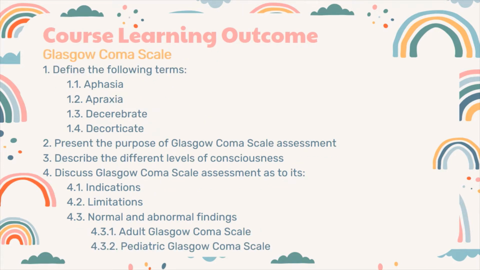For Glasgow Coma Scale Assessment, CLO number 1: define the following terms: aphasia, apraxia, decerebrate, and decorticate. CLO number 2: present the purpose of Glasgow Coma Scale Assessment. CLO number 3: describe the different levels of consciousness. And CLO number 4: discuss Glasgow Coma Scale Assessment as to its indications, limitations, normal and abnormal findings, and differentiate adult Glasgow Coma Scale to pediatric Glasgow Coma Scale.